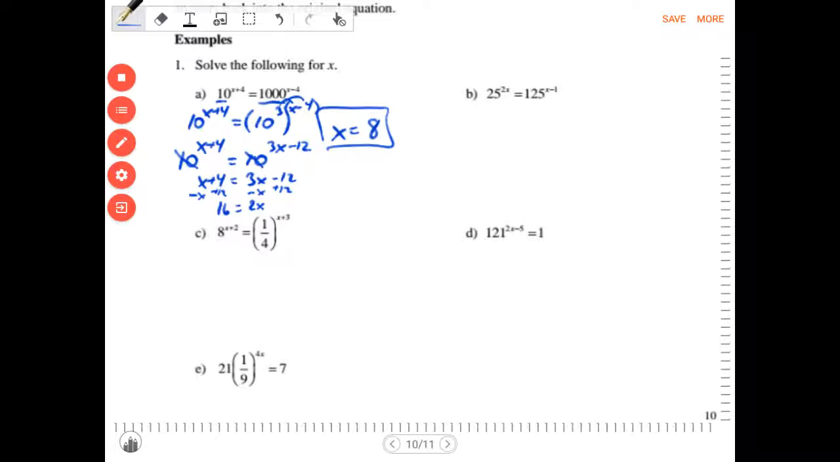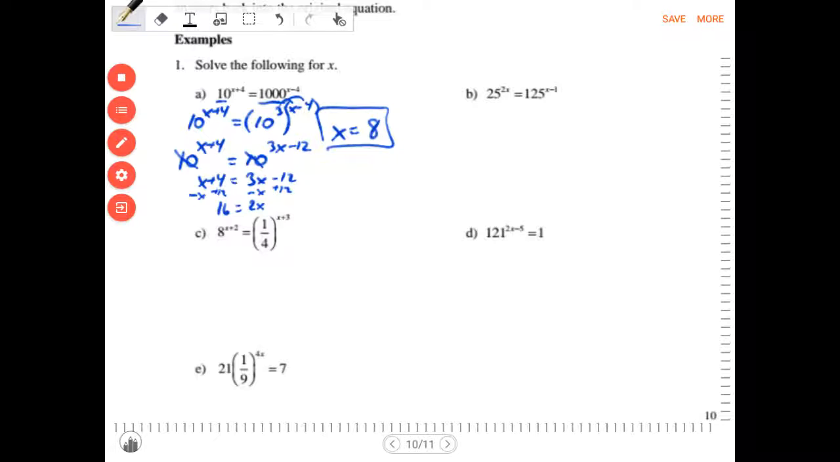We can substitute it. So if you just grab your calculator out and go, so if x is 8, we go 10 to the 8 plus 4, so 10 to the 12. Okay, that's a pretty big number. And then 1,000 to the 8 minus 4, so 8 minus 4 is 4. So 1,000 to the 4, and we type that in, that's going to be exactly the same number. Go ahead and try it if you don't believe me.